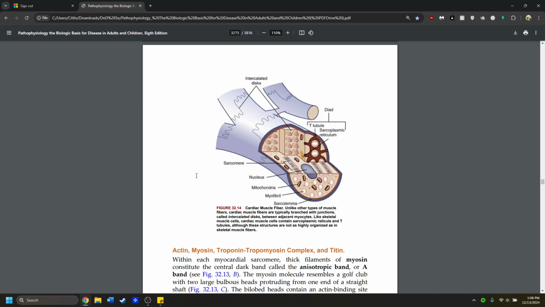So here we're taking a look at intercalated discs. We have a dyad, the T-tubule and the sarcoplasmic reticulum. It also shows us our sarcomere, the nucleus, the mitochondria, and myofibrils. And lastly, that's the sarcolemma.